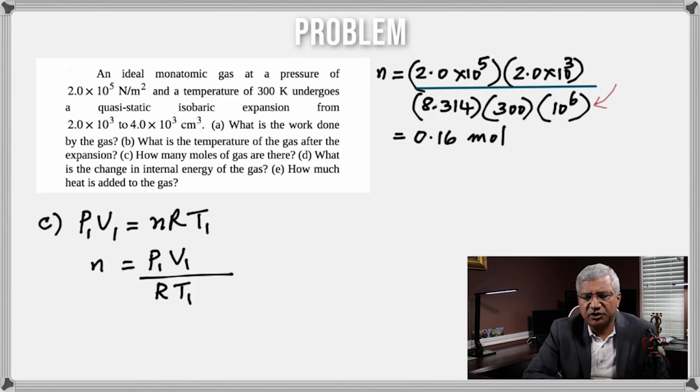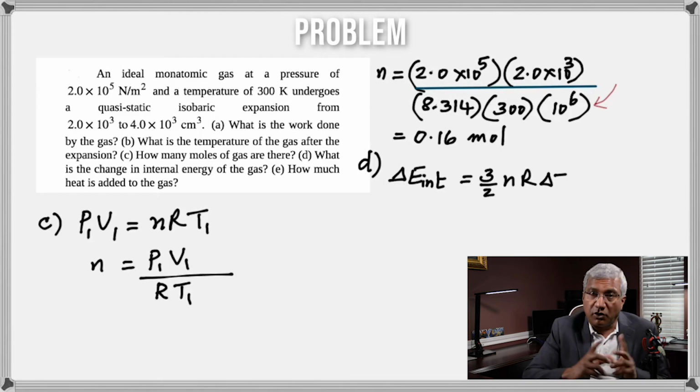D, what is the change in internal energy of the gas? Let's do that. The change in internal energy of the gas, given by the first law of thermodynamics. It's also given by this formula. See, that's why it was said it's a monoatomic gas. Because if it's monoatomic, we know the change in internal energy is 3 by 2 nR delta T.